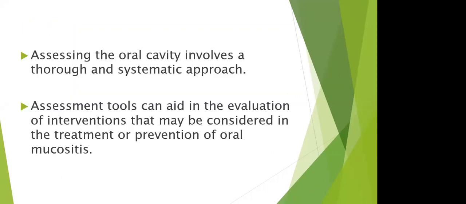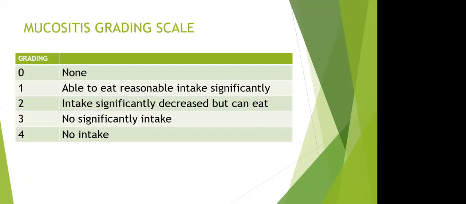So mucositis grading scales. It has 5 grades. Grade 0 means no mucositis. In grade 1, the patient is able to eat, intake is not significantly affected. In grade 2, the eating ability is significantly decreased. In grade 3, there is significantly low intake, almost nil, and in grade 4, there is no intake.